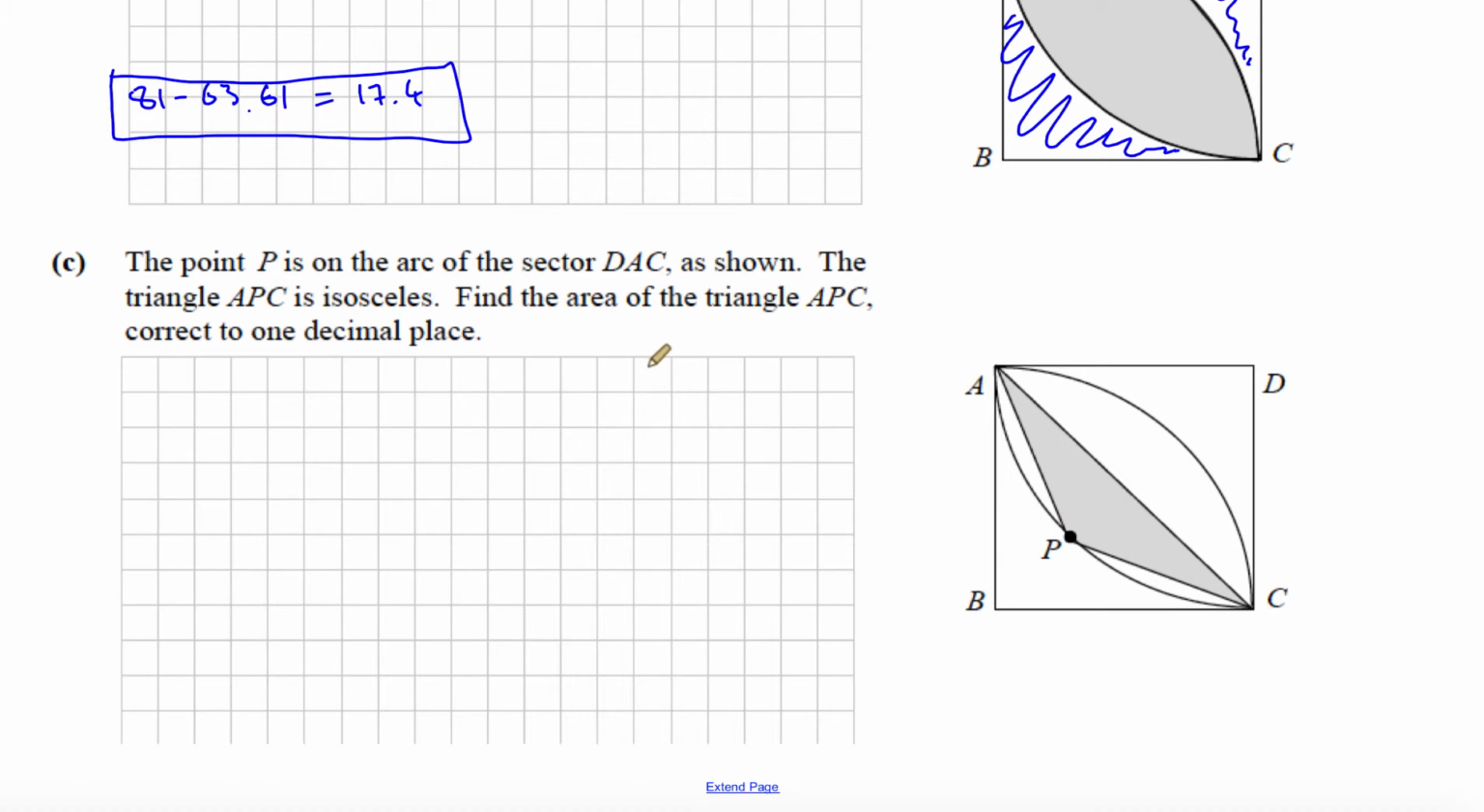Find the area of the triangle APC, correct to 1 decimal place. Okay, so the area, remember, the area will be the base by the perpendicular height.